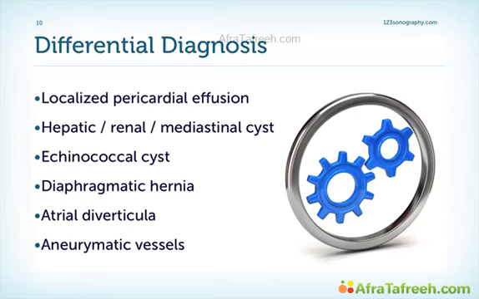What is the differential diagnosis to pericardial cysts? Well, localized pericardial effusions, hepatic, renal, and mediastinal cysts, echinococcal cysts, diaphragmatic hernias, atrial diverticula, and aneurysmatic vessels, for example, if we have an aneurysmatic bypass graft.